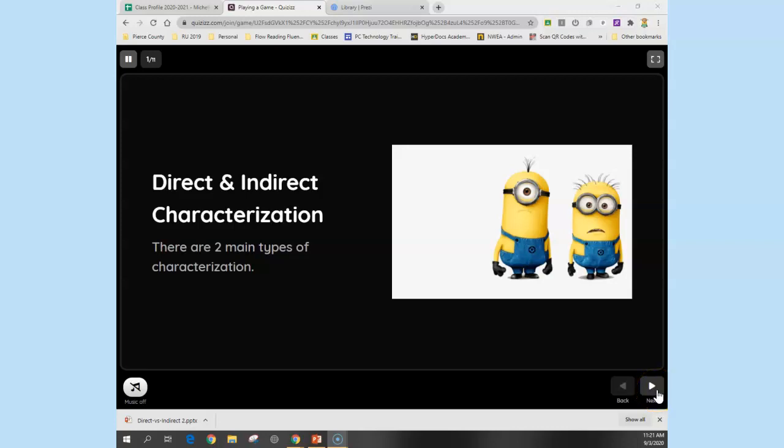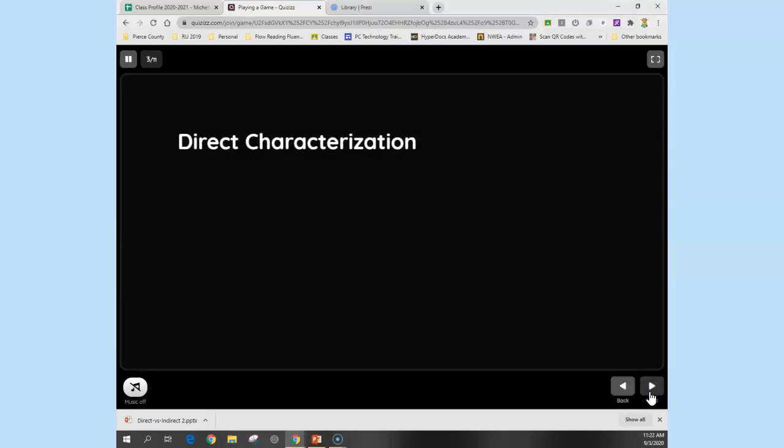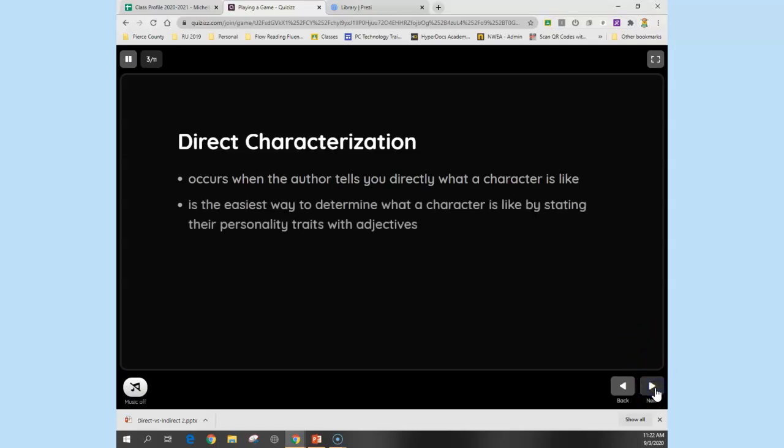Today we're going to talk about direct and indirect characterization. These are the two main types of characterization when you're trying to figure out what a character is like. Direct characterization occurs when the author tells you directly what a character is like. It's the easiest way to determine what a character is like because the author has stated the personality traits with adjectives. You don't have to guess, you don't have to think about it. The author has put the adjective there for you to describe the character.